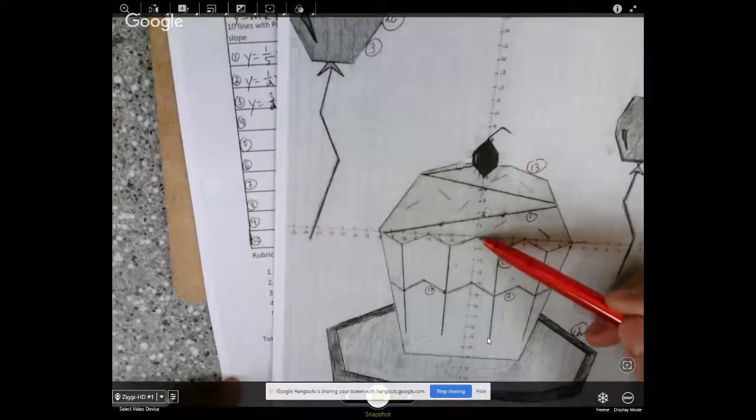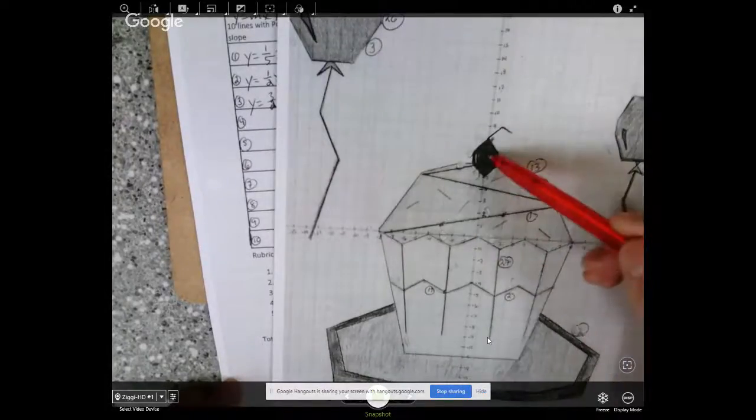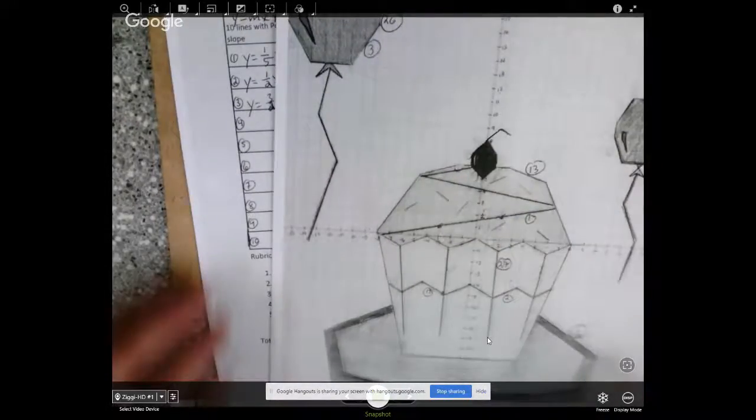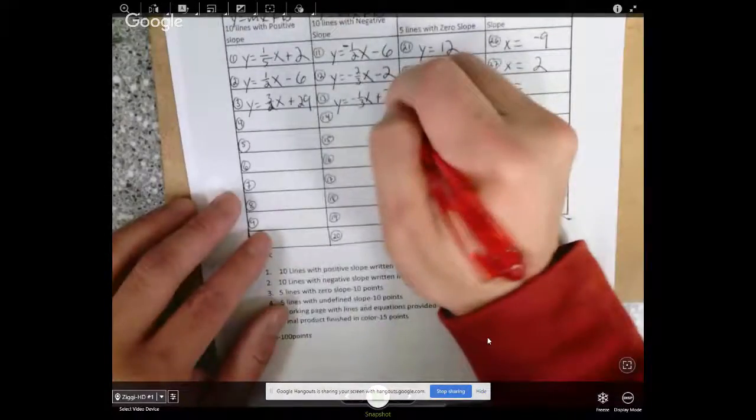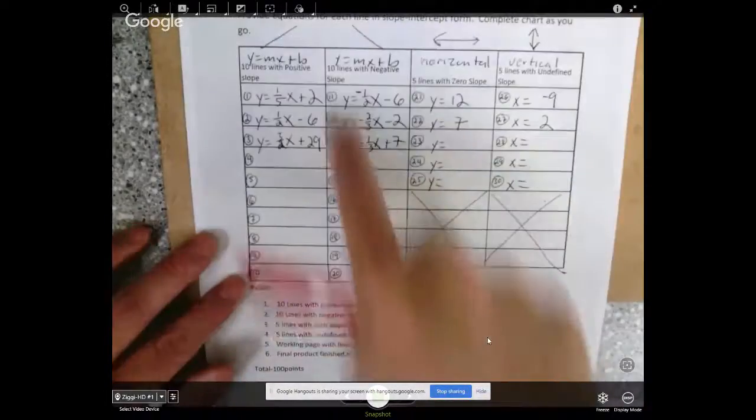So plus 7. Okay, and for the negative slope lines, you're going to keep doing that. You need 10 of them. You number them 11 through 20.